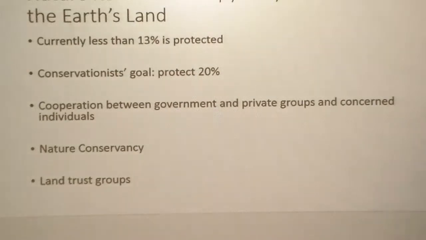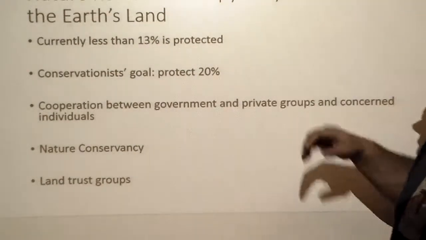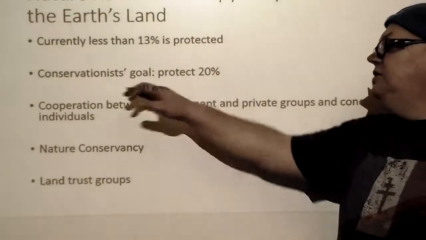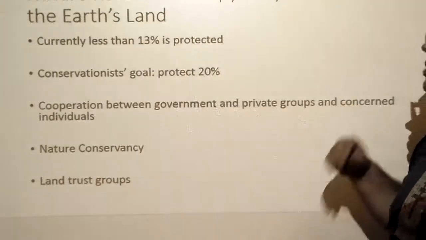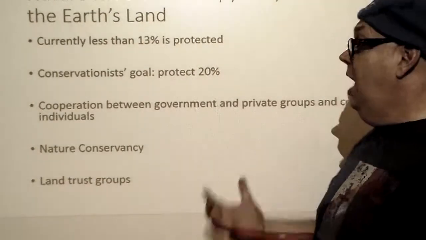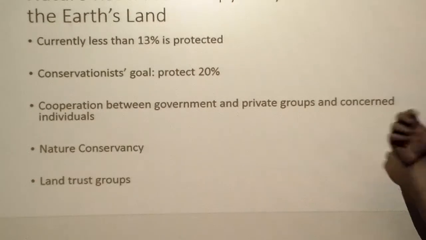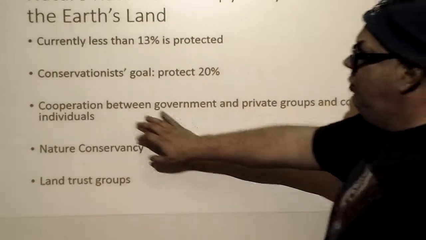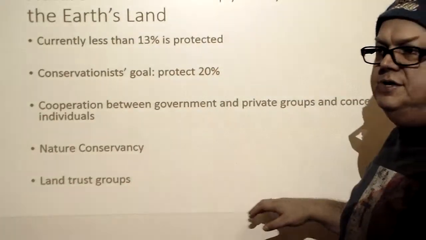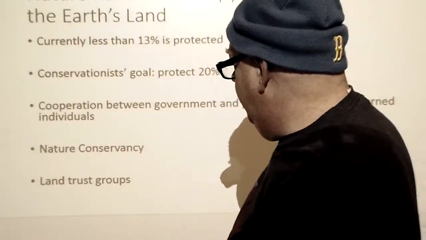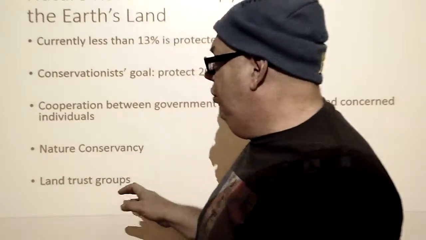So, again, the nature reserves occupy only a small part of the Earth's land. Currently, less than 13% of it is actually protected. The conservationist goal would be to protect 20%, which would be nice. Cooperation between government, private groups, and concerned individuals. So you have groups like the Nature Conservancy, for example, that will go and buy land to preserve it. Now, there are also land trust groups.